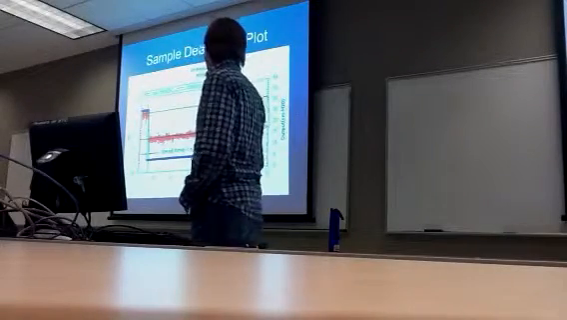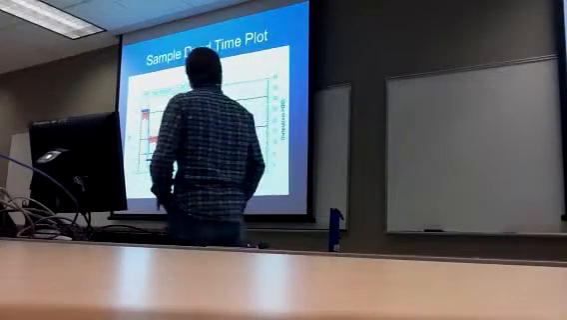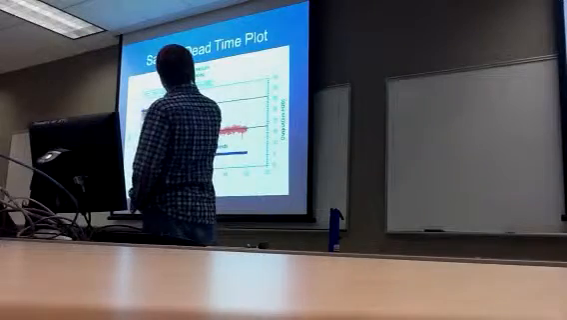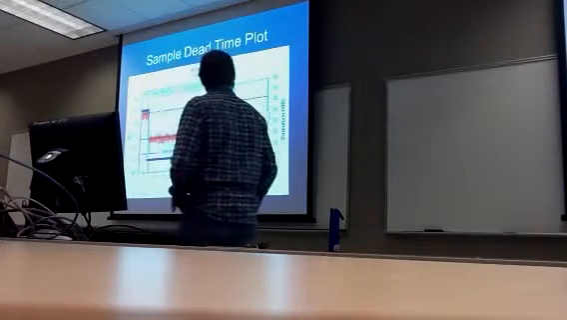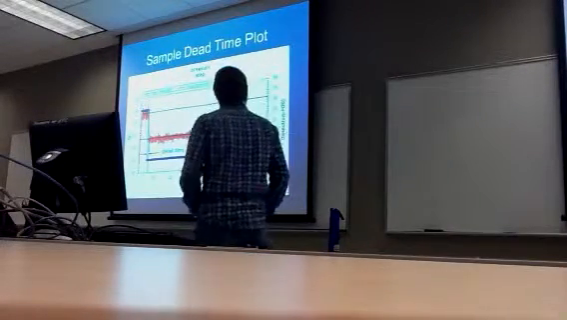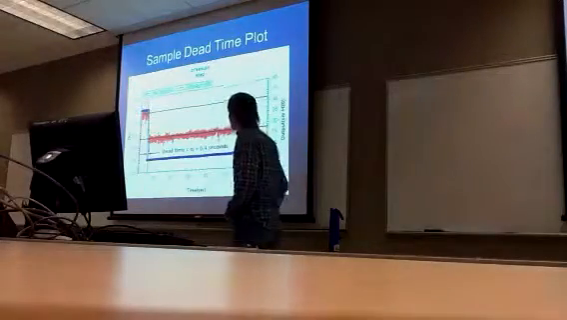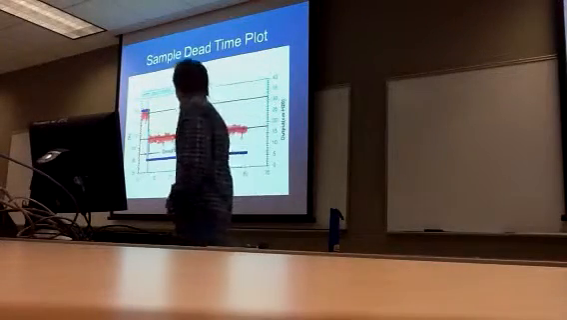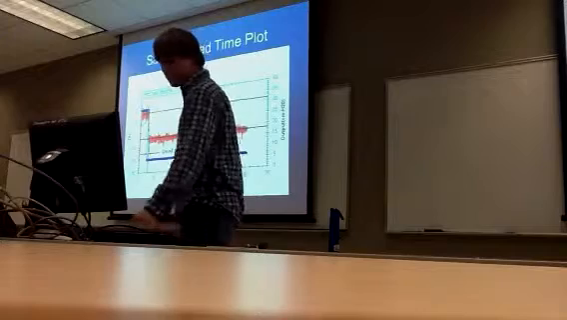Sample dead time plot. First, we drew the slanted line and where it meets this bottom line right here, drew a line down, and our dead time was 0.4 seconds.